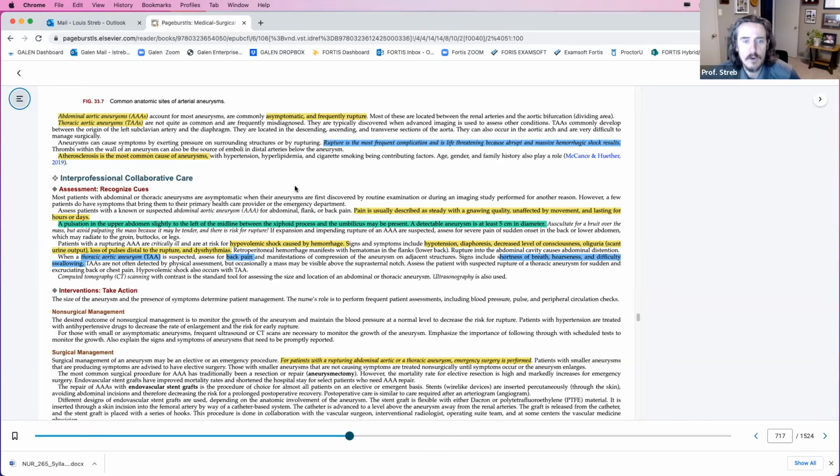So what do we need to worry about? You need to know about the signs and symptoms. Pain is usually described as a steady, gnawing quality, unaffected by movement and lasting for hours and days. Those are some of the things you might hear for a AAA. Maybe not. A lot of times there's just no pain at all. They don't feel anything. You might see a pulsation. I made that in green because if you see a pulsation between the xiphoid process and the belly button, that could be a sign and symptom of an aneurysm.